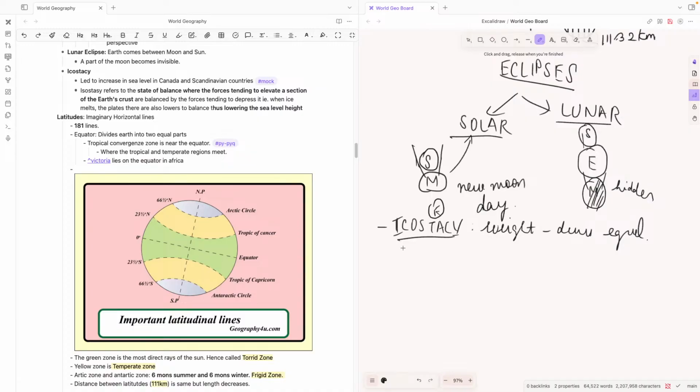So in isostasy, the weight or density almost remains the same. There are 2 opposing forces, a force which tries to pull and a force which tries to push back. So these forces remain in balance. When the ice plates melt, there is also a lowering of the sea level, which leads to 2 opposing forces, which leads to an increase in sea level in Canada and the Scandinavian countries.